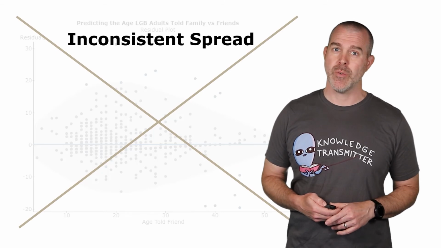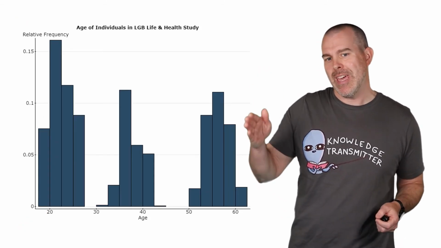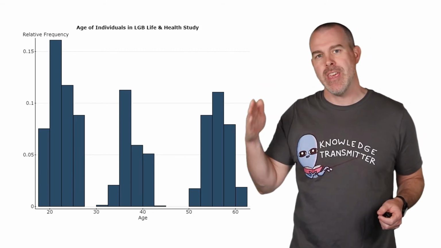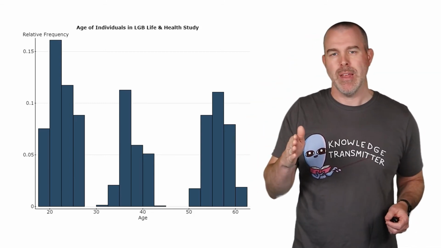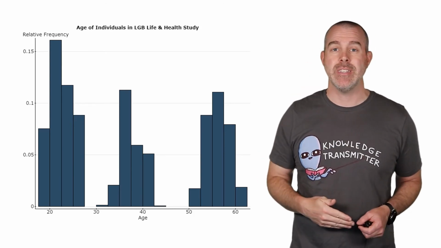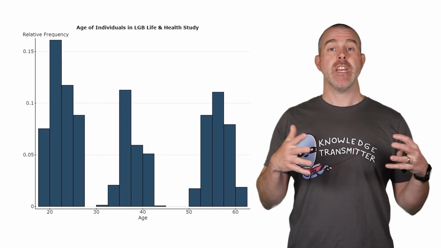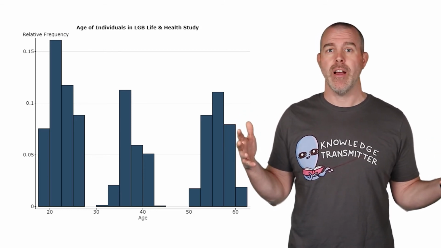In fact, the reason what's happening here is this was a survey that was taken at kind of key points in lives. They looked at young LGB, like in their 30s, 40s, and then in the 50s and 60s. So it's not like it was equally spread out. It wasn't a representative sample of all LGB adults.